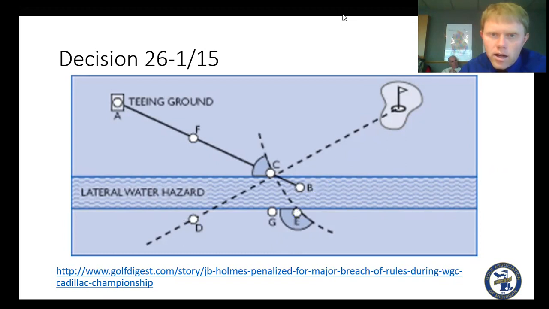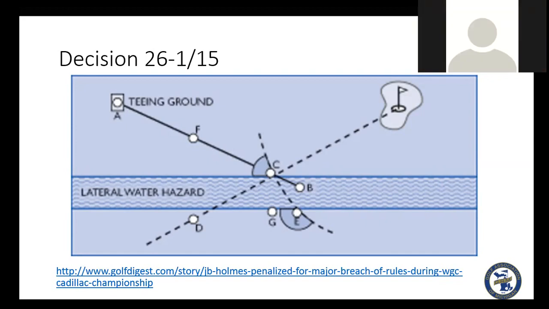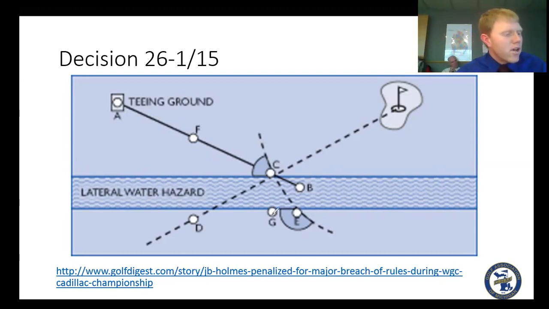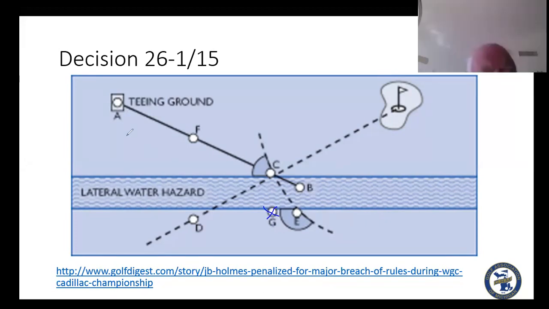I want to go back to this other thing too. What is G? If you look at the decision, it just says it's a place that's on the opposite side of the margin, but it's not equidistant. So that's just the wrong place where a player could play from. So G is just the wrong place. What are the other wrong places on there?